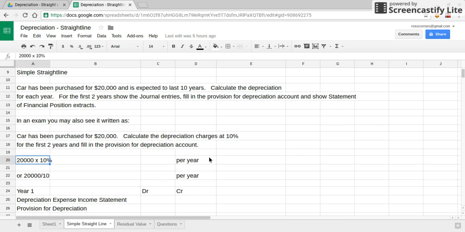If you're told it's 10% a year, all you need to do is to find 10% of 20,000, that's 2,000, so that's pretty straightforward, nice easy example. If you were told it was going to be depreciated over a number of years, you would do the amount we bought it for, divide it by the number of years, in this case 10, and we come up with the same answer. It's going to be £2,000 worth of depreciation every year.